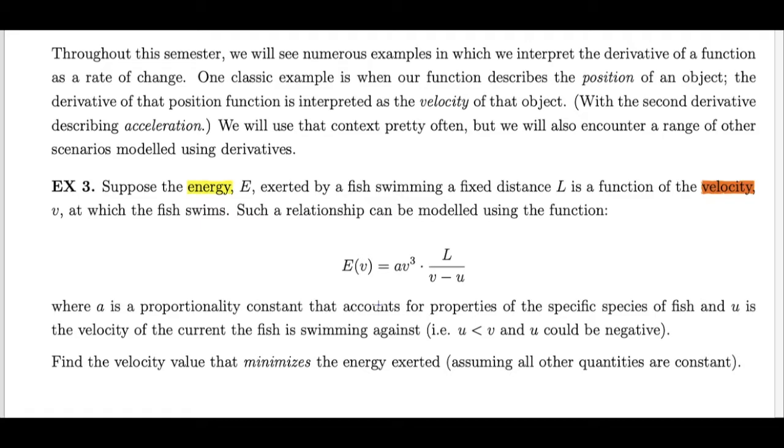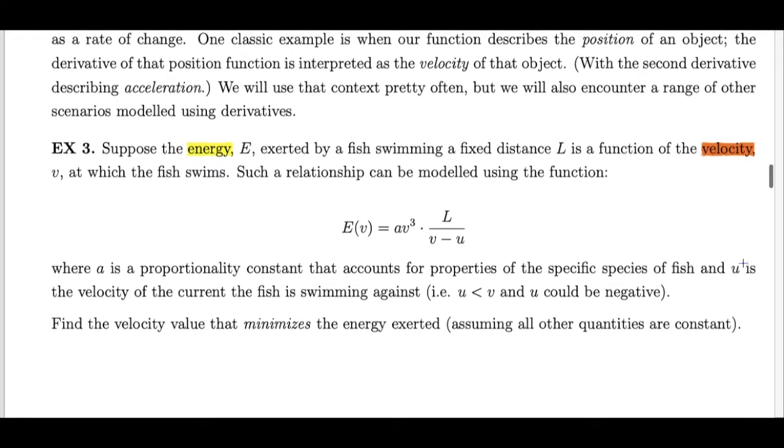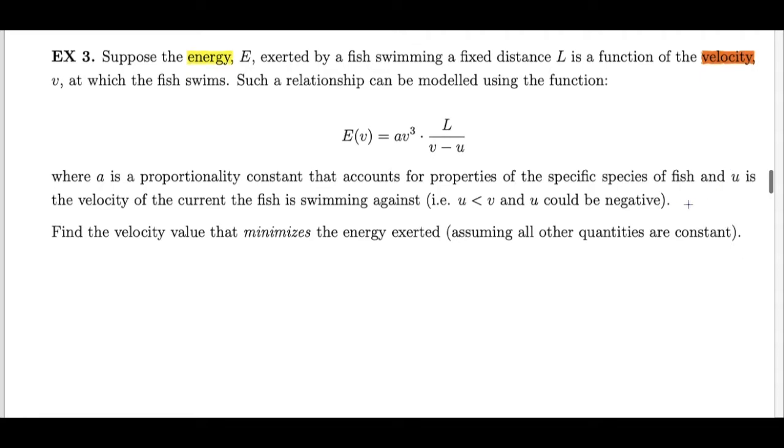Next it indicates that this relationship can be modeled using the expression E of v equals a v cubed times capital L over v minus u. So an additional variable here, u, and a as well. Those are explained in this next sentence. A is a proportionality constant. We're going to assume that a is a positive constant. And then u is the velocity of the current, so that's measuring how fast the water is moving. We're asked to find the velocity that minimizes the energy exerted, assuming that all other quantities are constant.